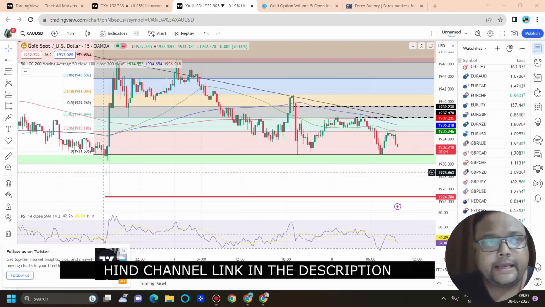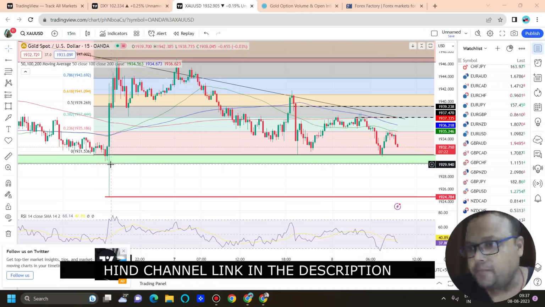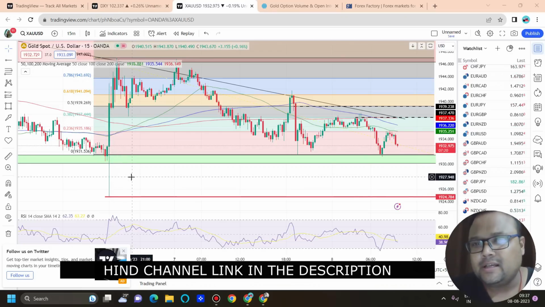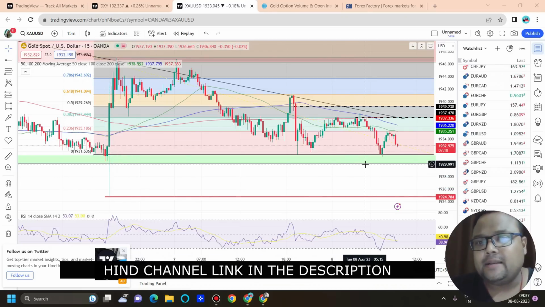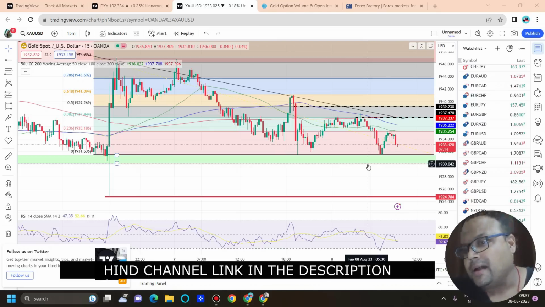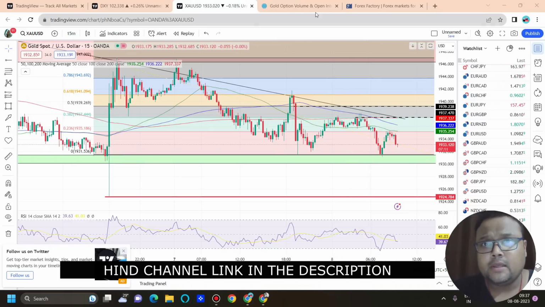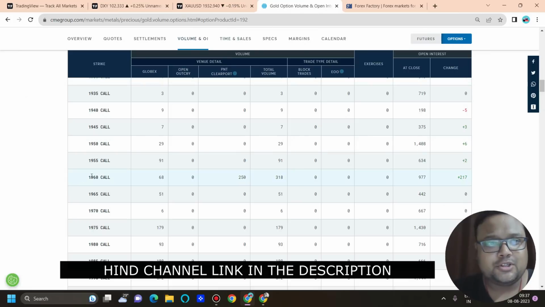Okay. And as the market has shown strong price rejection previously around this area, I will not recommend any sell position below the 1930 level. If you want to go for it, you can, but it can be a little bit riskier. Okay, so my dear friends, let's look at the options data right now.